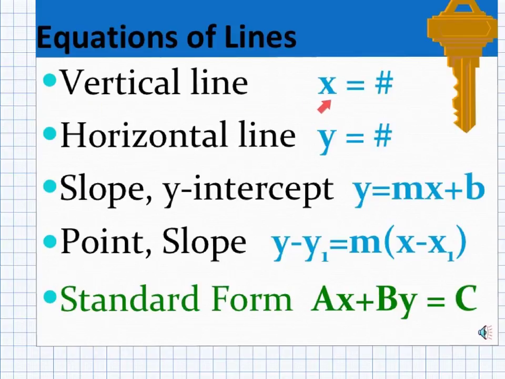So here are the equations for each line. A vertical line is x equals whatever number it is, because it's just going to be that all the way across. The horizontal line is y equals a number, and that doesn't change. Slope-intercept form is y equals mx plus b. m is the slope, b is the y-intercept. Point-slope form is y minus y1 equals m times x minus x1. And standard form, which we've been talking about, is ax plus by equals c. These are all doing the same thing, but you have different bits of information for each one.